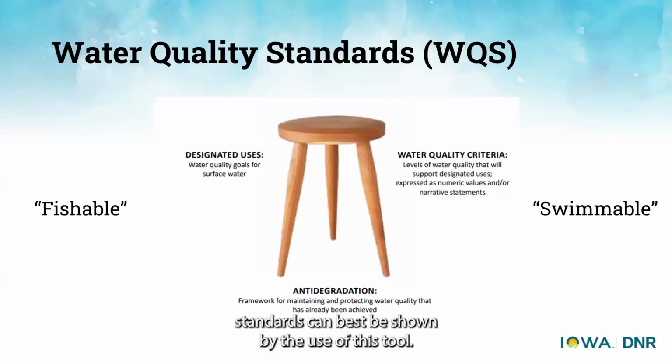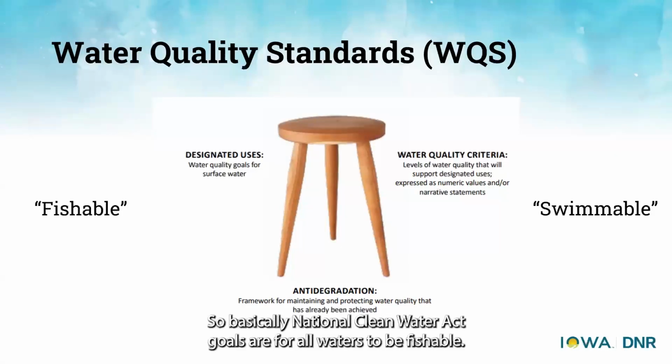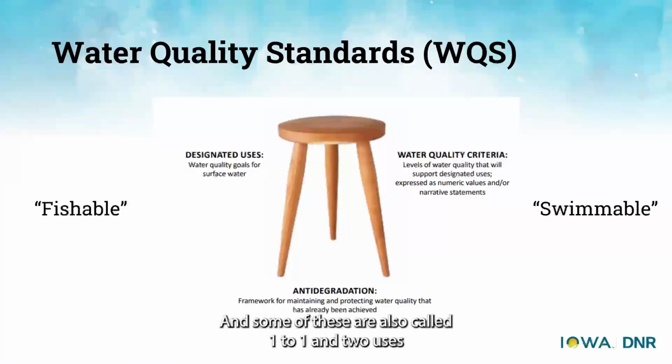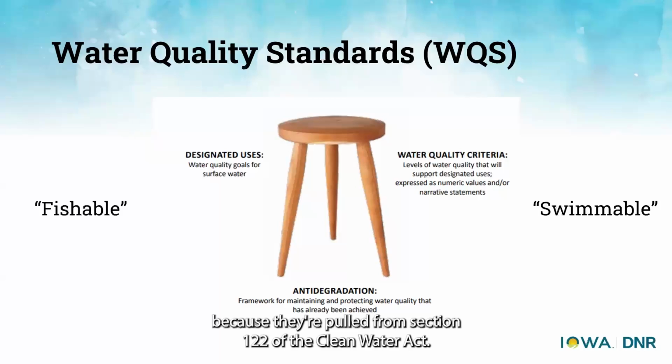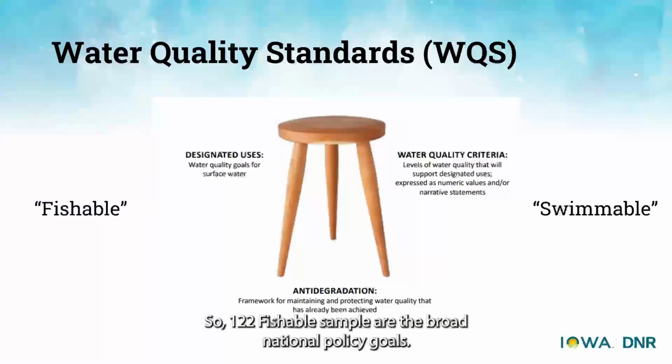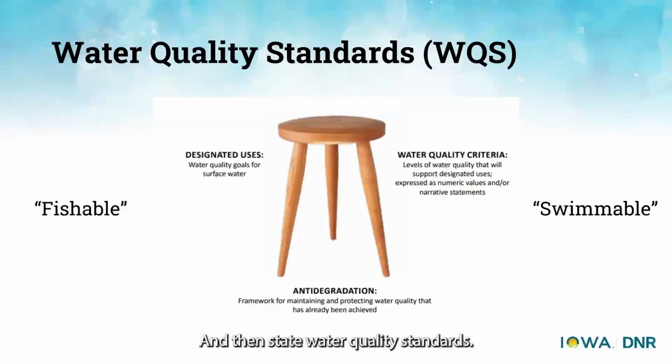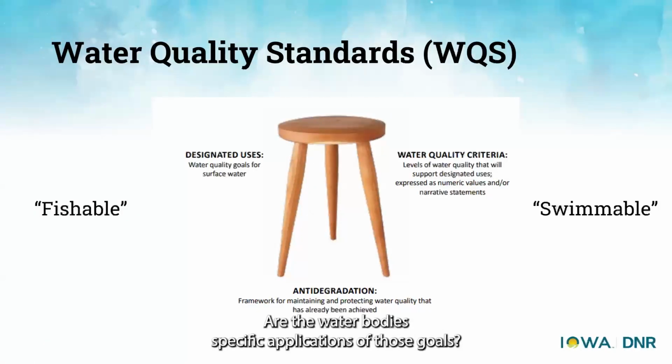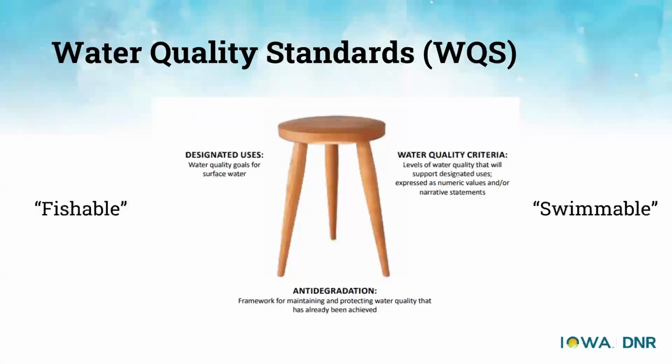So water quality standards can best be shown by the use of this stool. Basically, National Clean Water Act goals are for all waters to be fishable and swimmable. These are also called 101A2 uses because they're pulled from Section 101A2 of the Clean Water Act. So 101A2 fishable, swimmable are the broad national policy goals, and then state water quality standards are the water body specific applications of those goals.